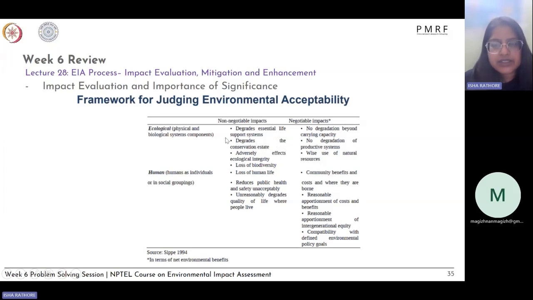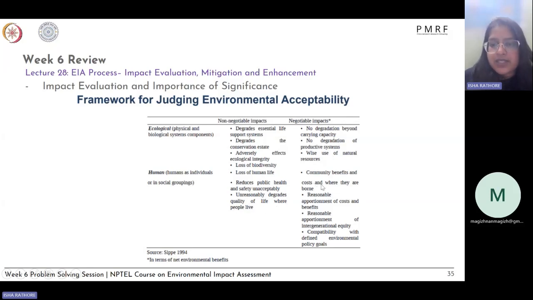You need to certainly take measures to mitigate if any of these impacts are happening. On humans, as individuals or in social groupings like communities, non-negotiable impacts include loss of human life. You don't want your project to lead to any sort of loss of human life. Any reduction in public health and safety and acceptability unreasonably degrades the quality of life where people live.